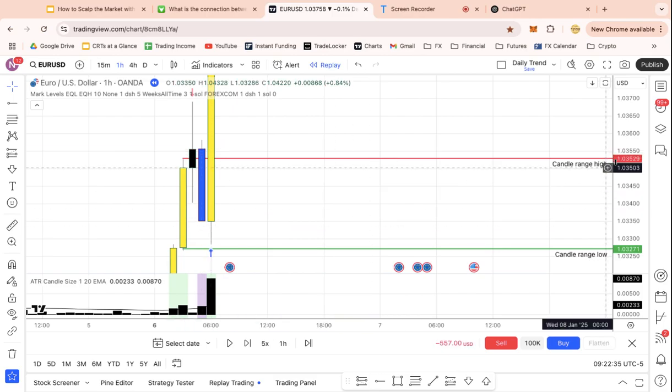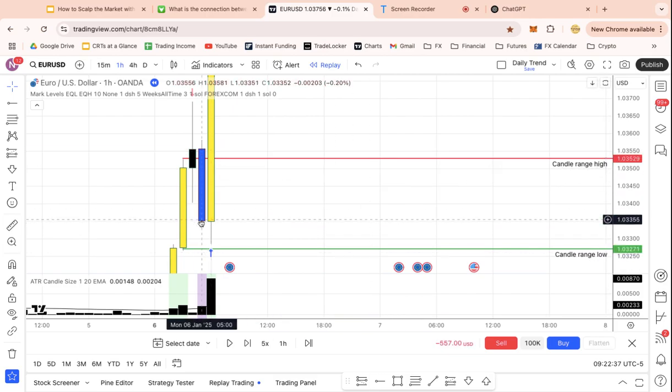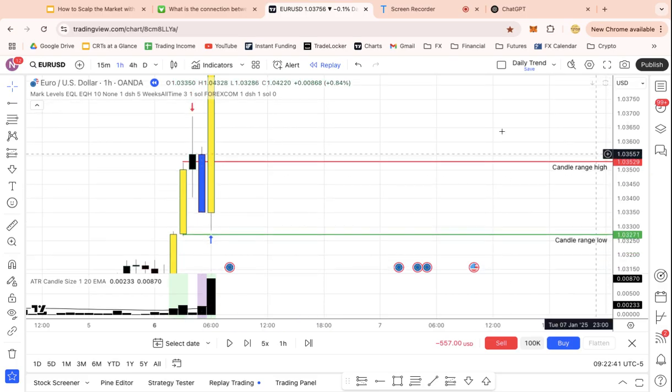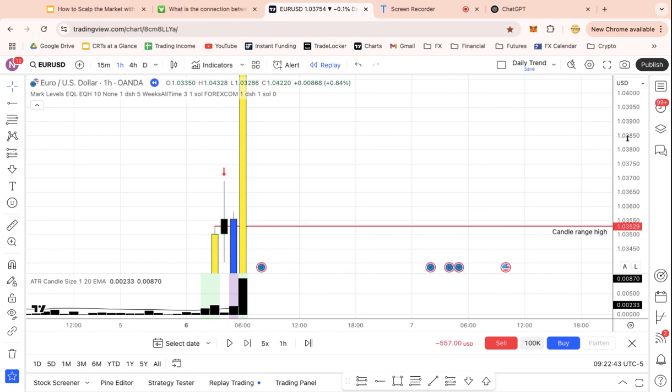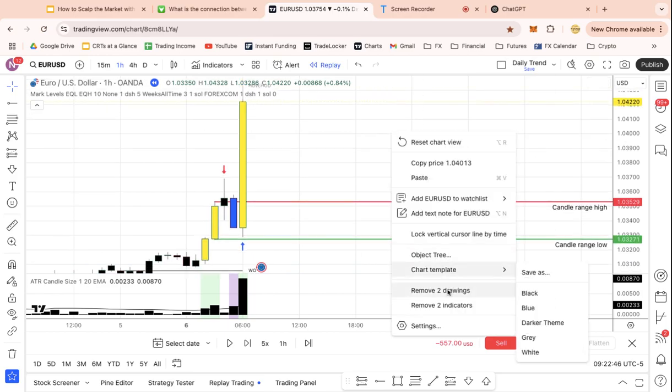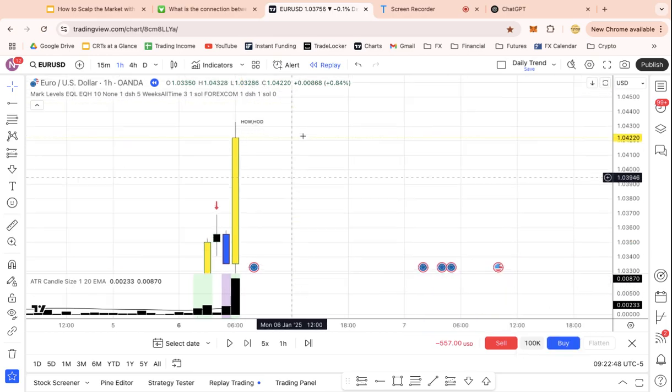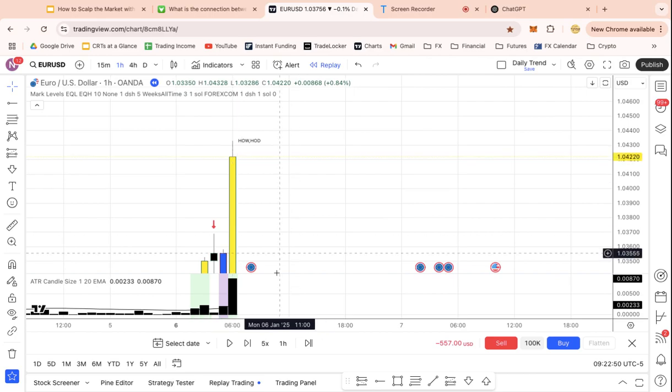Oh, there must have been news. I don't know if there was news there or not. This could have been a win if you'd got out here, but obviously price came right back. So, use your own judgment. Let me get rid of those indicators here. We do have another ATR candle at, once again, the high of the week. So let's see if we get another money candle.